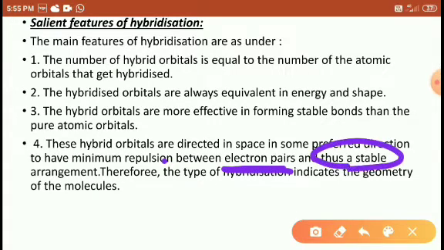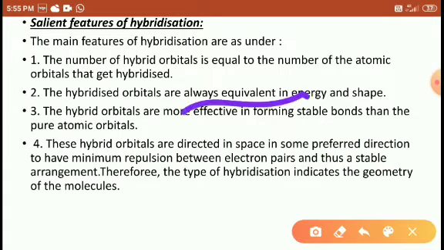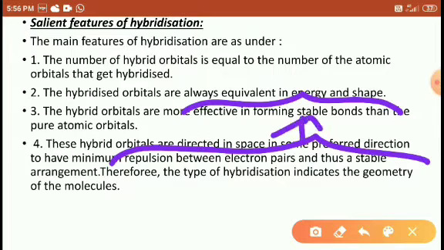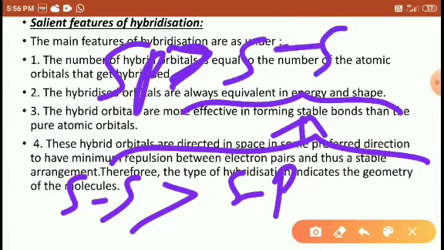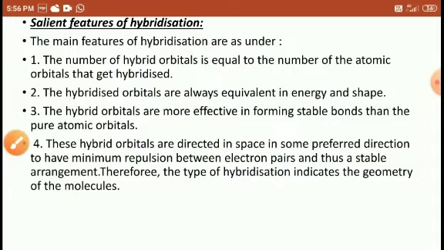Thus it is stable. Why is it stable? Here it is also forming a stable bond. Because the electron pair repulsion is less here. In ss, the electron repulsion is greater than in sp. So that's why sp is more stable than ss. Right, students, understood?